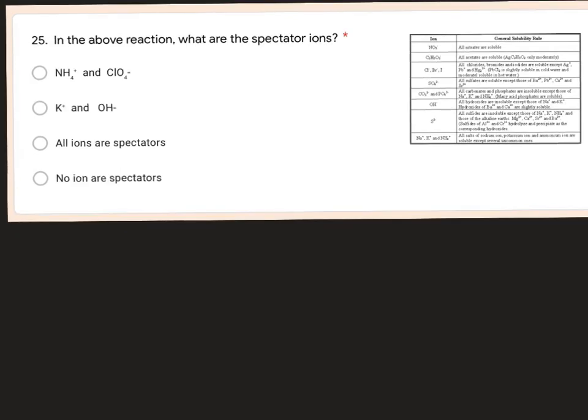Okay, and then simply put here for question 25, since nothing happened and everything just stayed in solution as ions, nothing occurred, so all ions are spectator ions. No reaction happened, no precipitate formed, so we end up with all spectator ions.